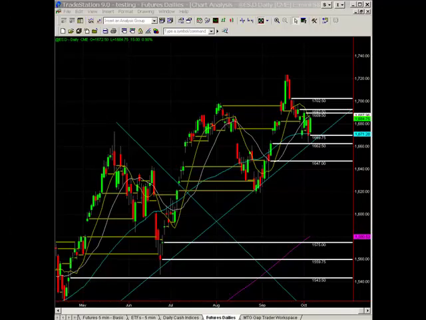So this is my unfilled gaps indicator. It's available at no charge in our members download area, certainly in the discussion forum as well. And you can change the settings.